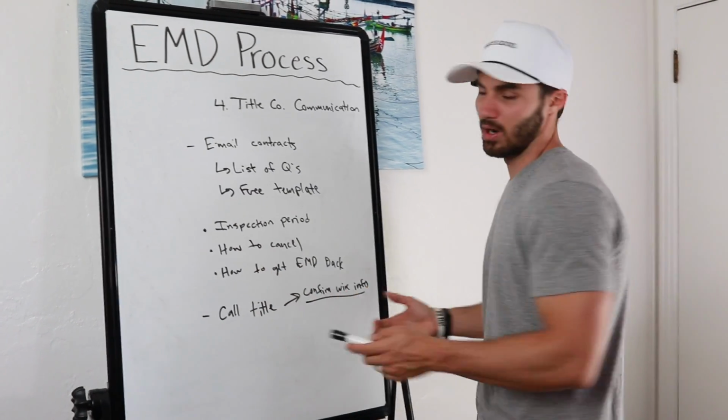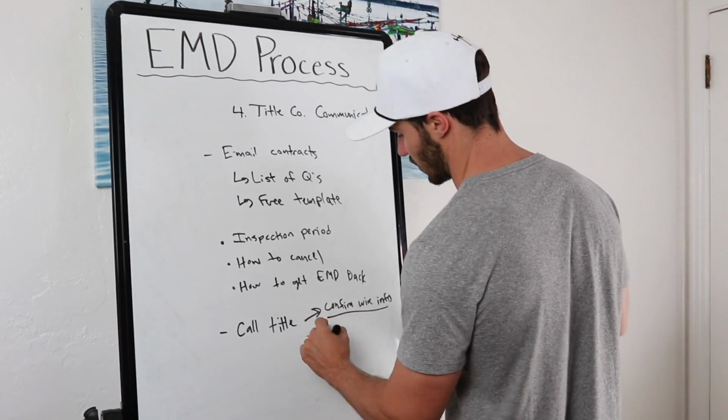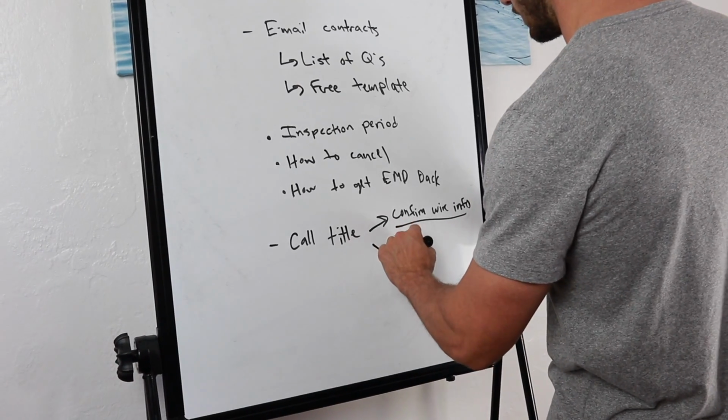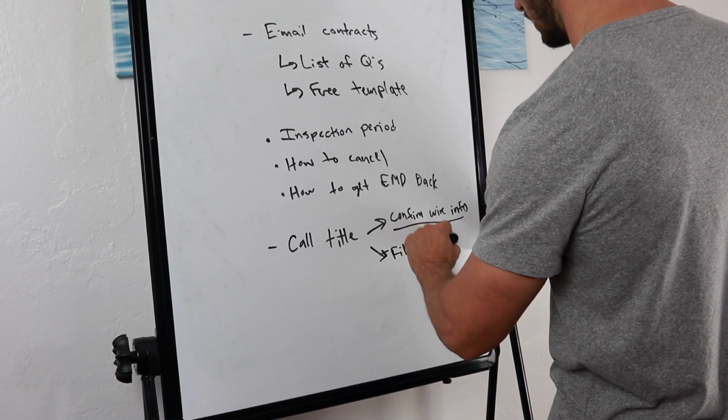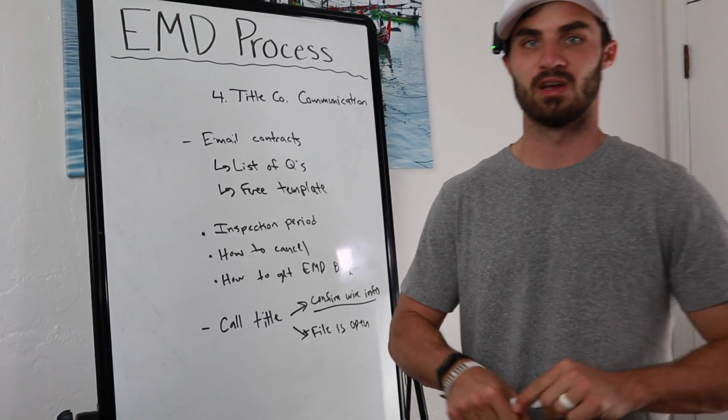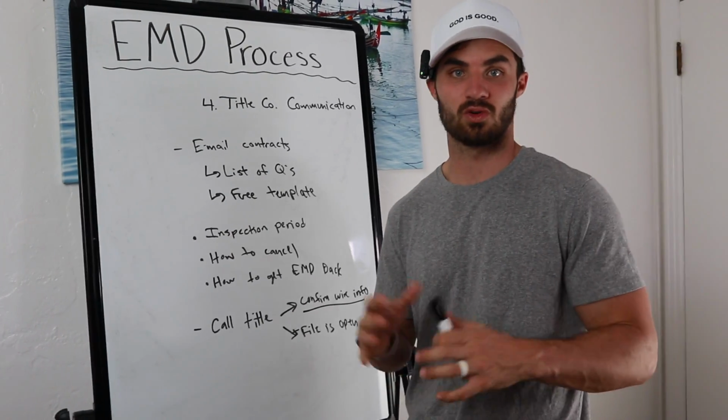So confirming the wire info is the main point of that call. The other thing that you can do on that call is just confirm that the file is open. And the reason why that's important is because oftentimes title companies have multiple branches, and sometimes those branches are going to have different trust accounts, different accounts that are holding the money.